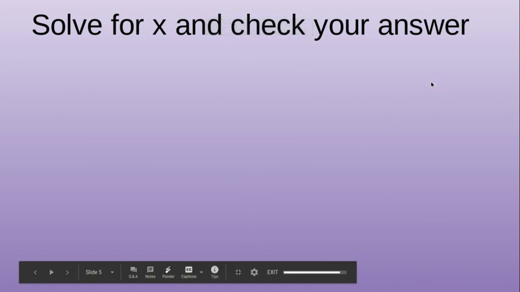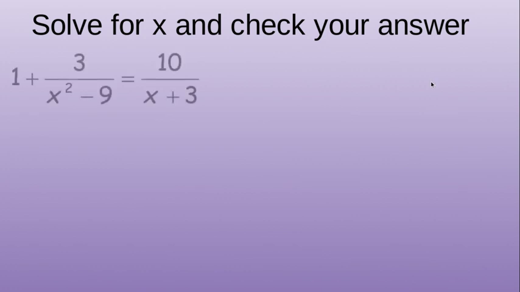Welcome back. We're going to do our last example with solving rational equations. So for this one, we have 1 plus 3 over x squared minus 9 equals 10 over x plus 3. Rational equation, we've got x's in the denominator, but not every single term has to be a fraction.